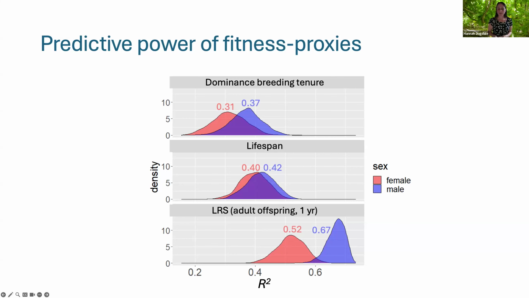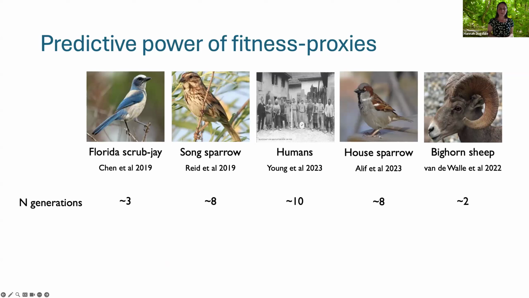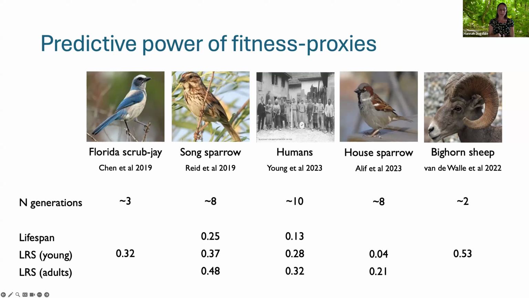So how does this compare to other studies? I've mentioned the Florida scrub jay, but Jane Reid has also worked on this in song sparrows. Ewan's looked at this in a pre-industrial Swiss human population, and it's also been looked at in house sparrows and bighorn sheep. And they've looked at different numbers of generations, and not looking at short-term fitness proxies, but looking at lifespan and lifetime reproductive success. And you can see overall that as the data on survival and reproductive success increases, then the predictive power of these fitness proxies increases.